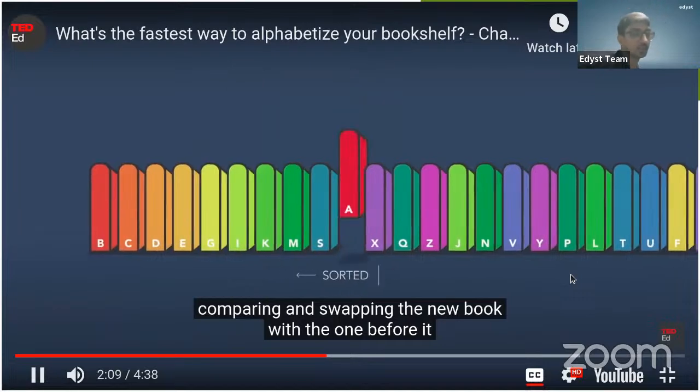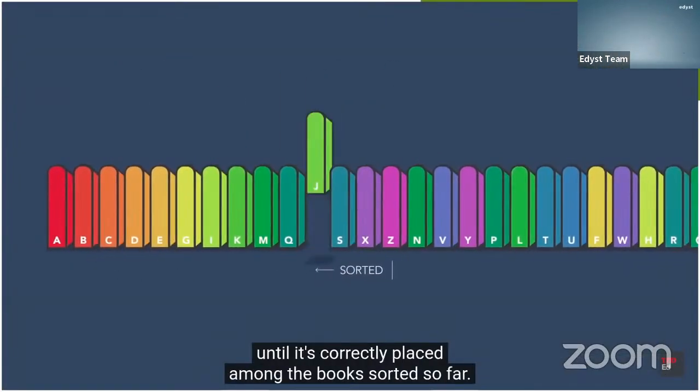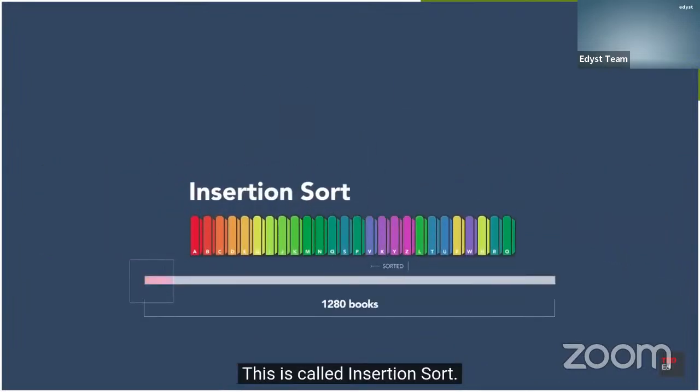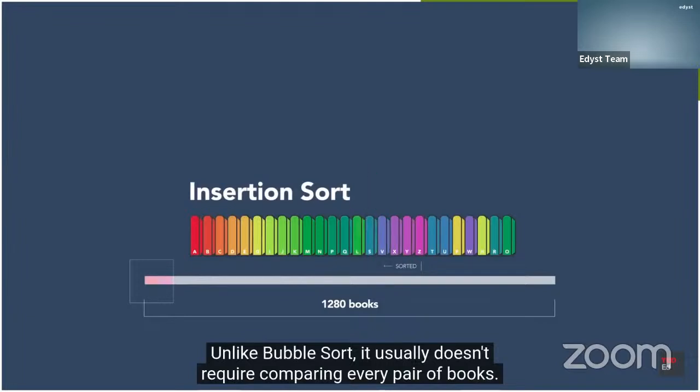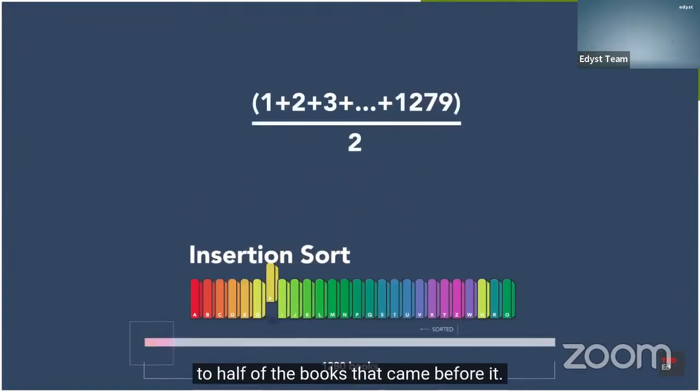Comparing and swapping the new book with the one before it until it's correctly placed among the books sorted so far. This is called insertion sort. Unlike bubble sort, it usually doesn't require comparing every pair of books. On average, we'd expect to only need to compare each book to half of the books that came before it.